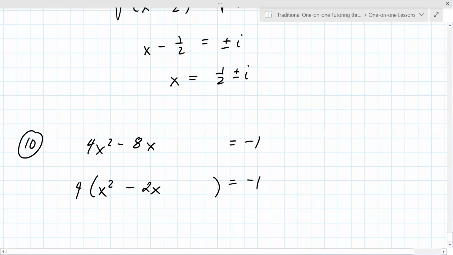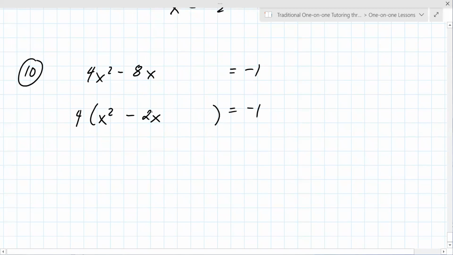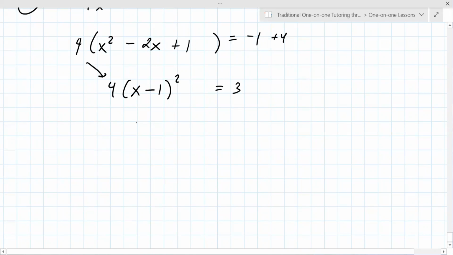So this one's a little better problem because the middle term is 2. So when you cut it in half, you get x minus 1 squared. Bring the 4 down. 1 squared is 1. When you distribute in, it's +4, +4, +4. So it equals 3. Divide by 4. So you get x minus 1 squared equals 3/4.